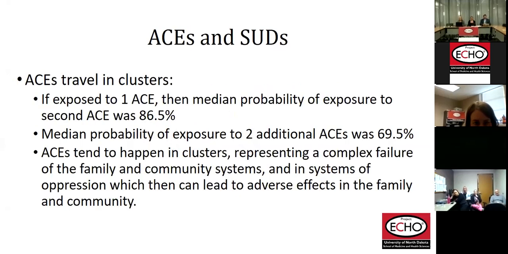Okay, so if exposed to just one ACE, you had a significant increase in exposure to a second ACE. So again, these ACEs start to pile up. And I'm sorry, the video is kind of getting in the way of the slide. There we go. So again, the median probability of exposure to two ACEs was almost 70%. And when they did this second wave, it again highlighted the fact that ACEs tend to occur in clusters. So it's important to keep in mind.